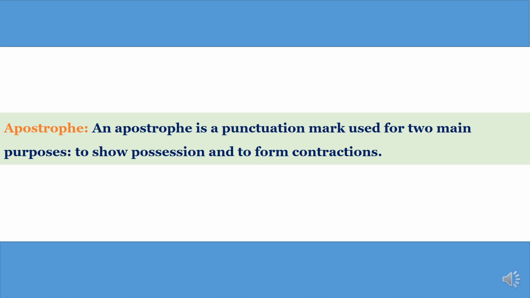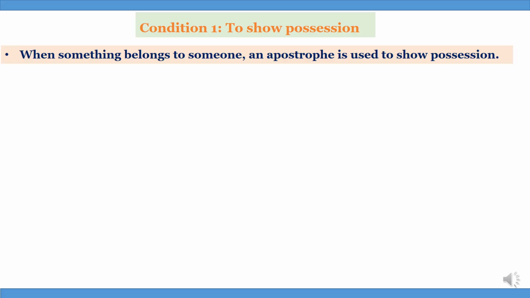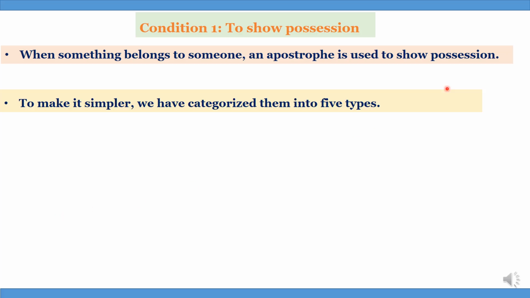So, what do you mean by an apostrophe? An apostrophe is a punctuation mark used for two main purposes: to show possession and to form contractions. First, to show possession. When something belongs to someone, an apostrophe is used to show possession.